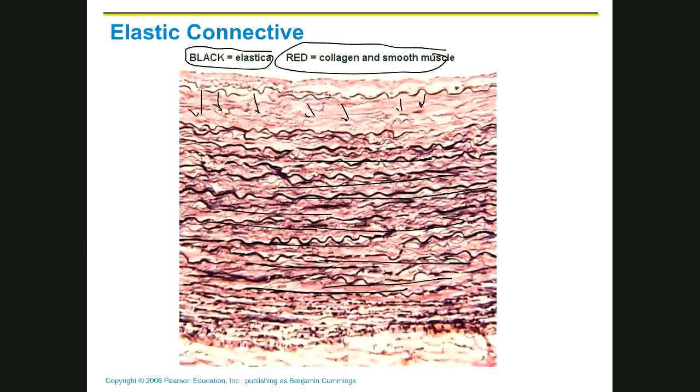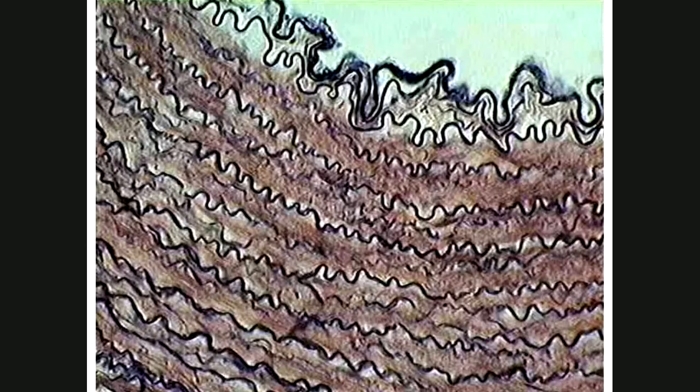So if we blow that up even more, it looks like this. So these are easy to see. So here's collagen, and here is elastin. So to me, this looks a lot like frying bacon. So that might help you to remember what it looks like. It looks like bacon.